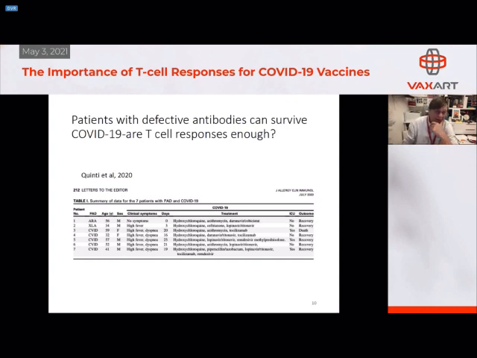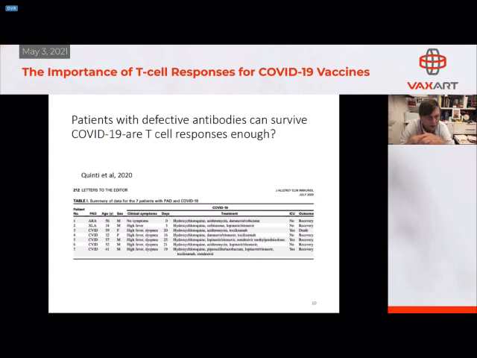Right. The other way you can look at what's going on in terms of T cells versus B cells, antibodies versus T cell effects, is to look at people with antibody deficiencies. And it turns out that there are lots of people who are deficient in making antibodies. And they are, of course, more vulnerable to infectious diseases, including COVID-19.